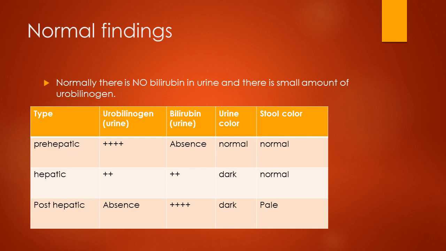So we just have a table here to summarize the most important points regarding the three types of jaundice. Mainly we focus on the urine color and stool color when clinically examining a patient.